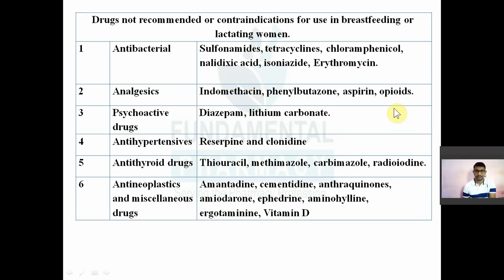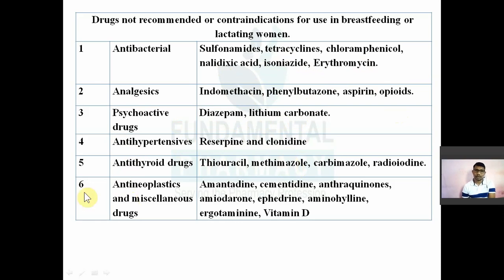Analgesic drugs like indomethacin, phenylbutazone, aspirin, opioid analgesics. So these are also secreted in the milk. And psychoactive drugs are diazepam, lithium carbonate. These are also secreted in the milk. That's why you should not administer these drugs in the lactating woman.